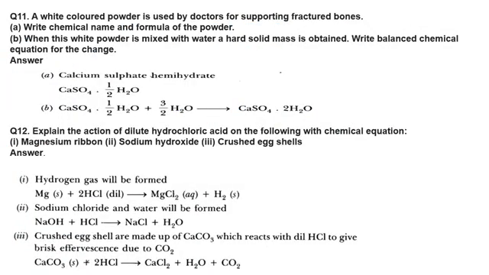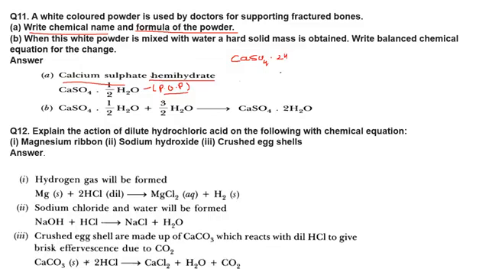So the next question: a white colour powder is used by doctors for supporting fractured bones. Write the chemical name and the formula of the powder. The chemical name of the powder is calcium sulfate hemihydrate, right? The formula is CaSO4 dot half H2O. Hemi means half, so half H2O. We also call it plaster of Paris, right? Now, how do we get plaster of Paris? When we heat gypsum. Now, what is gypsum? Gypsum is nothing but CaSO4 dot 2H2O, right?